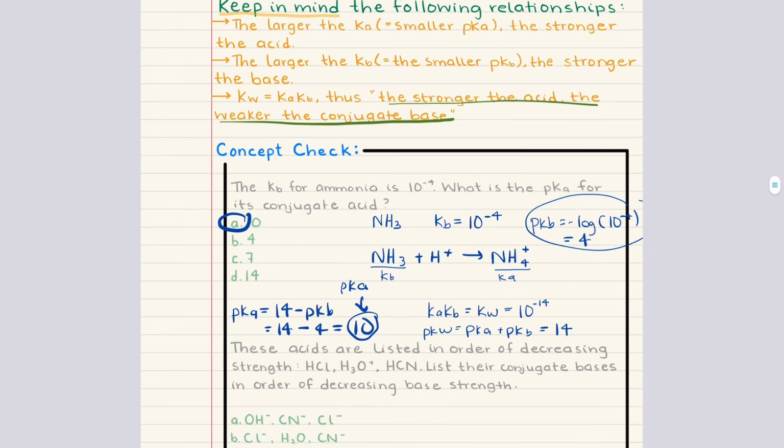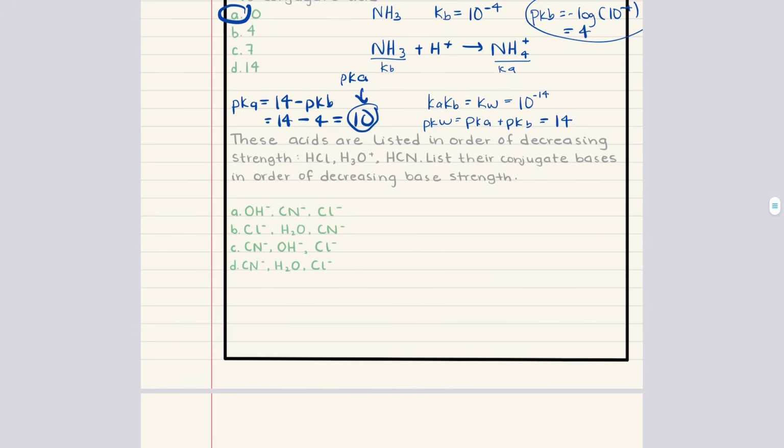The second problem asks, these acids are listed in order of decreasing strength. We have hydrochloric acid, hydronium, and hydrogen cyanide. List their conjugate bases in order of decreasing base strength. The move here to solve this problem appropriately is to flip the acid strength order when we switch to their conjugate bases, because the stronger the acid, the weaker its conjugate base.